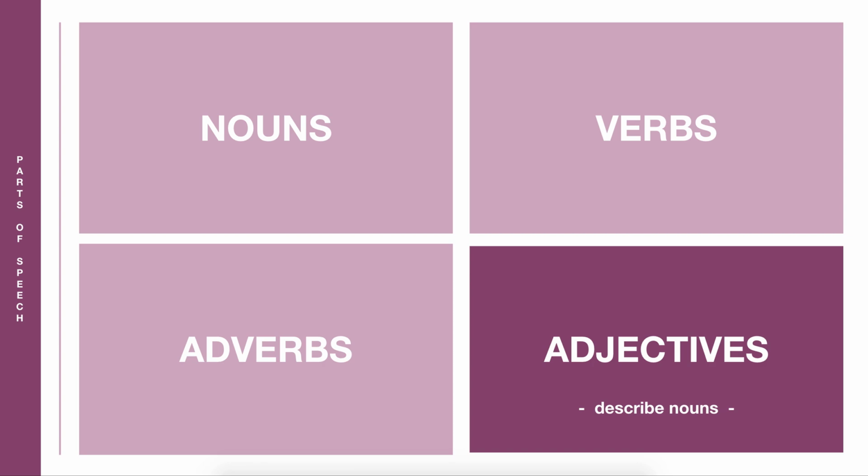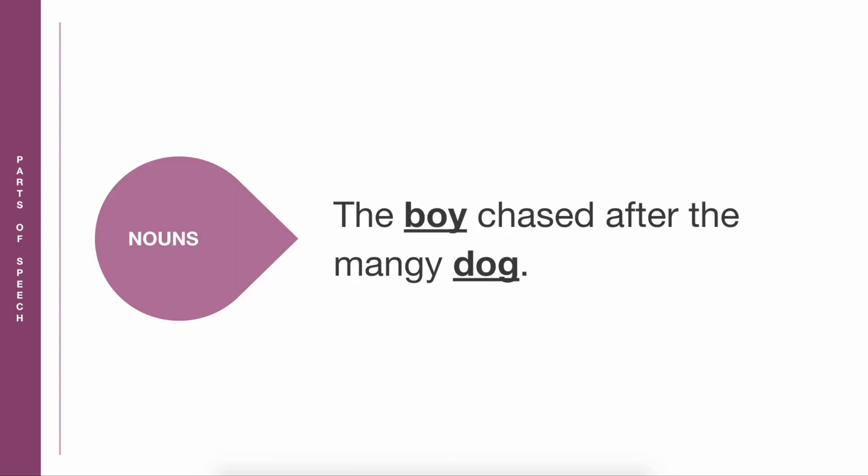Adverbs are words that describe verbs or adjectives. And finally, adjectives are words that describe nouns. And we're going to look at some examples of those. First, we'll start with nouns.